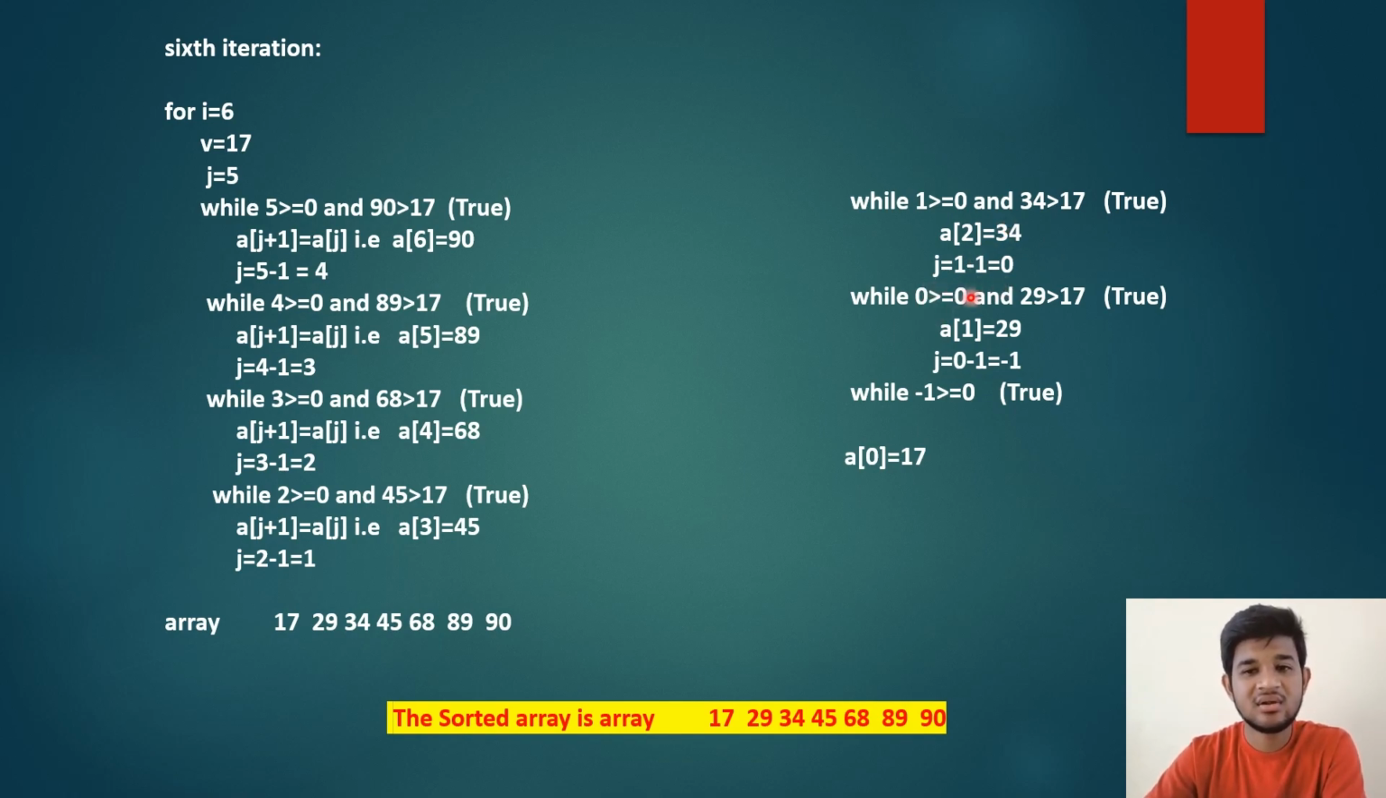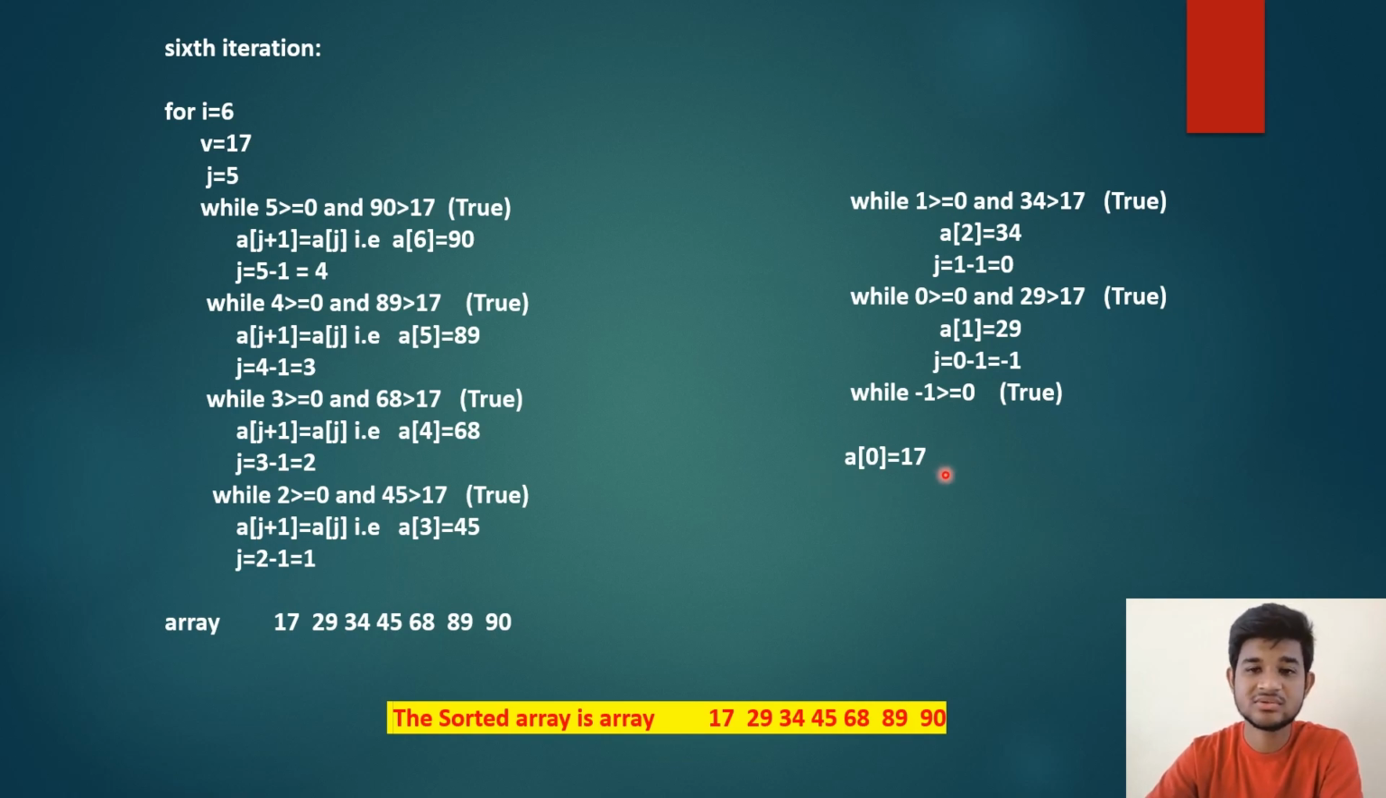While 0 is greater than or equal to 0 and 29 is greater than 17, both conditions are satisfied, true. Therefore a of 1 is equal to 29, j is equal to 0 minus 1, that is minus 1. While minus 1 is greater than or equal to 0, the condition is false, it is not greater than or equal to 0, it is less than 0. Now the while loop is terminated and the code which is present outside the while loop will be executed.